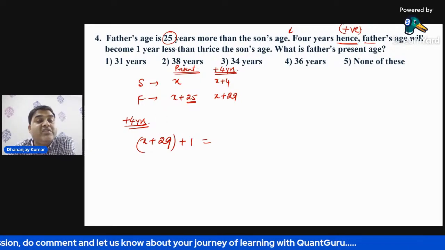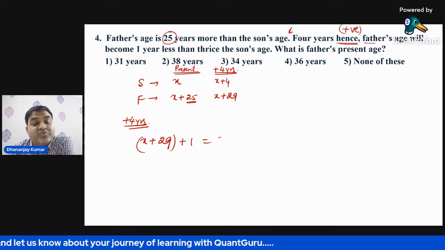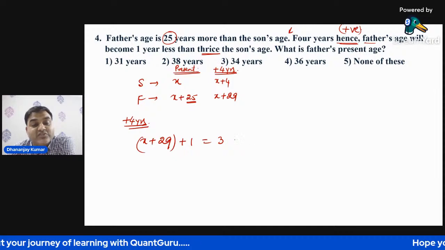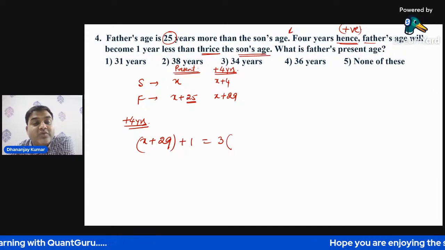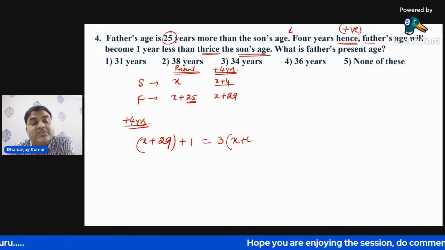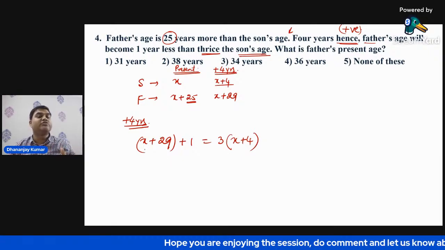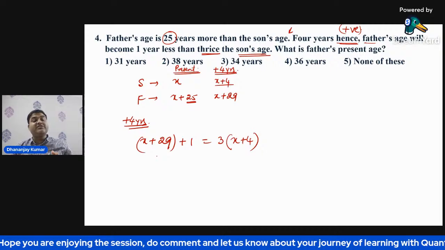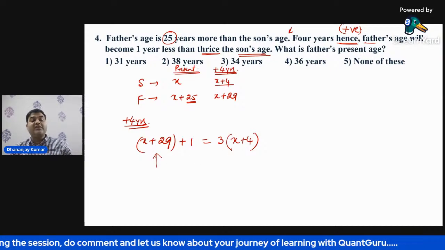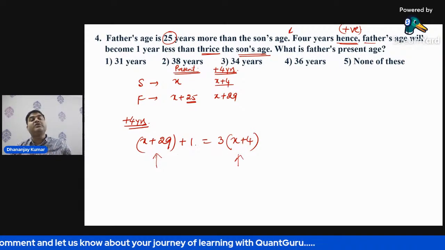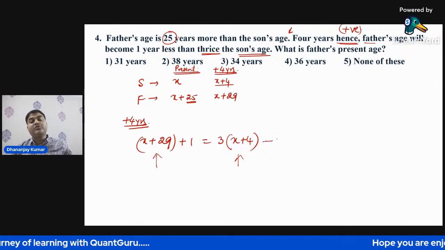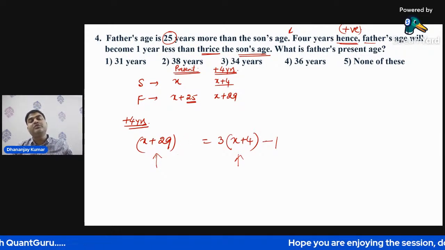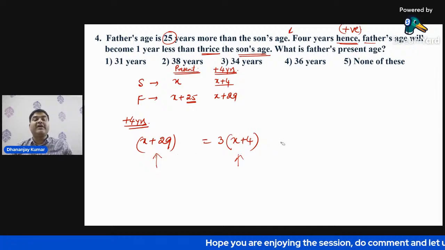Okay, become 1 year less than how much? Three times, thrice of what? Son's age. What is the son's age? x plus 4. It is going to be x plus 4, right? So you understood what they are trying to say. They are trying to say, after 4 years, what will happen? The father's age will be 1 year less than thrice the son's age. To equate that, we have added 1 this side. Otherwise, to equate, we can also do minus 1 this side. Whatever way you do, it is going to be the same. So I have just written plus 1 and then proceeded.